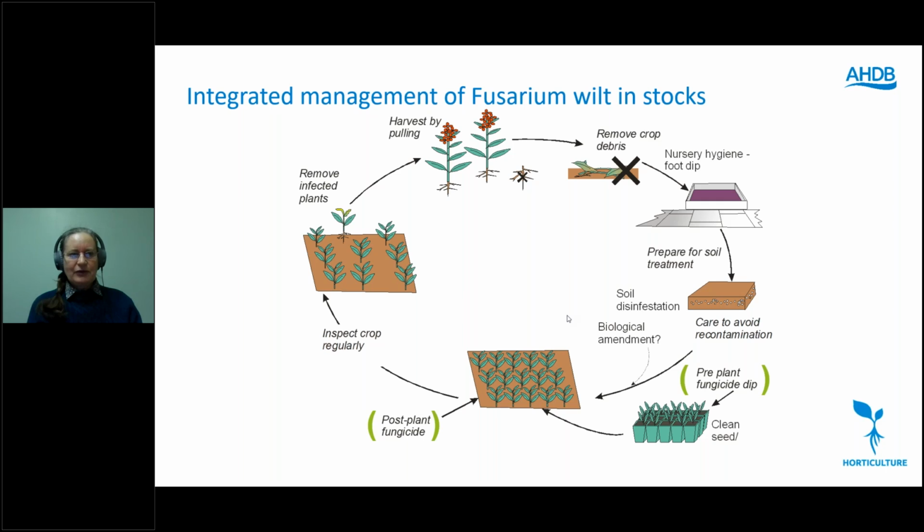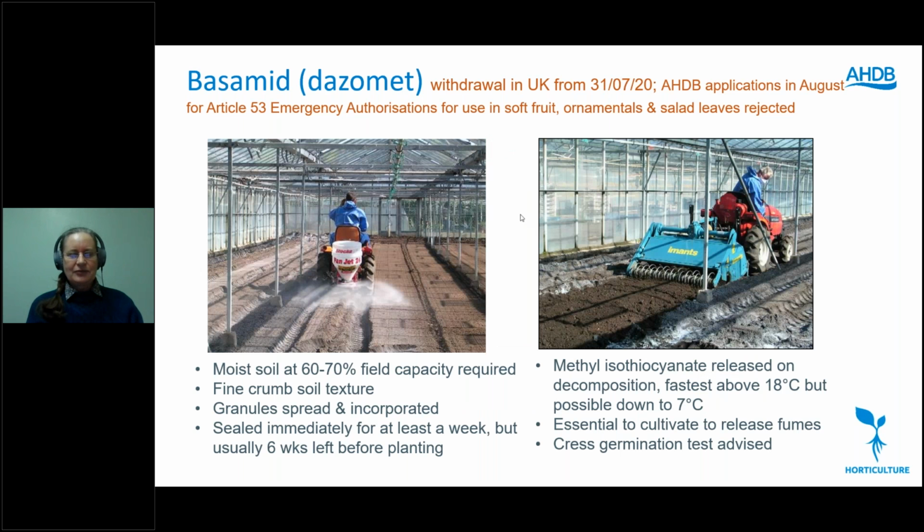So the first thing up here, we've got Basamid, Dazomet. I'm sure many growers have been using this product. From July, it was withdrawn from aspects of growing. AHDB have tried to get emergency authorizations again for use in soft fruit, ornamentals and salad leaves, but at the moment CRD has rejected that, saying that flame sterilization and steam sterilization can be used instead. They're still trying, so we'll see how that goes.